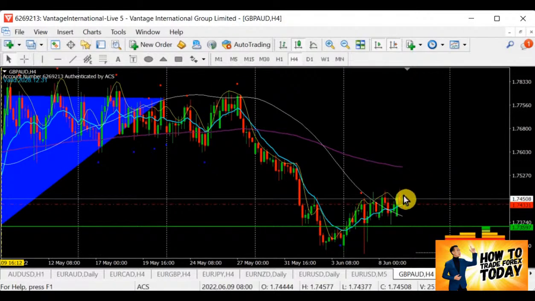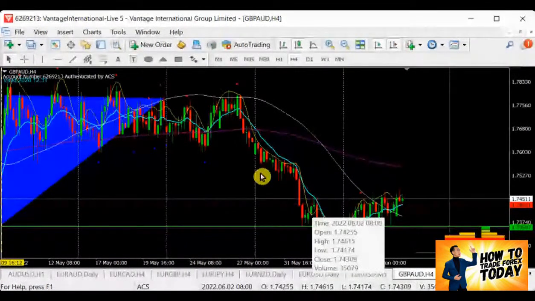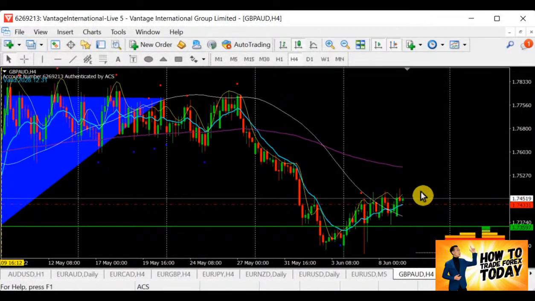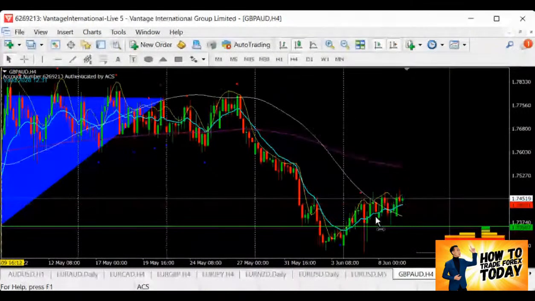When it comes back, don't fall into the trap where it's actually retesting the previous resistance as a support and forming up a buying signal. It will continue to buy. All right, so next, GBP/CAD.